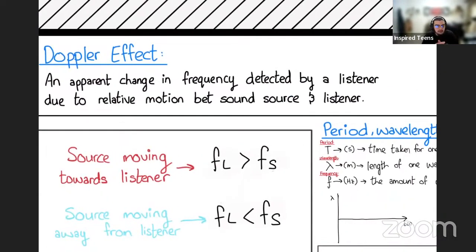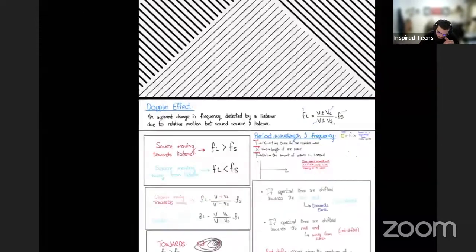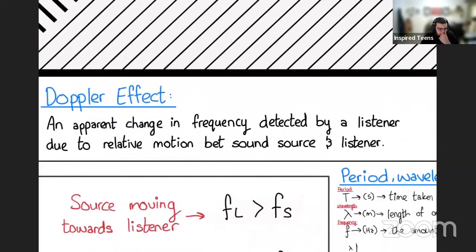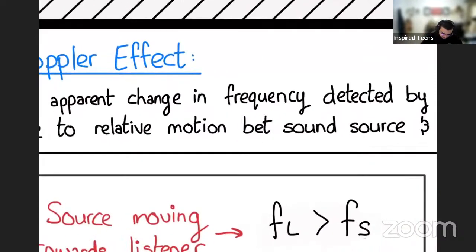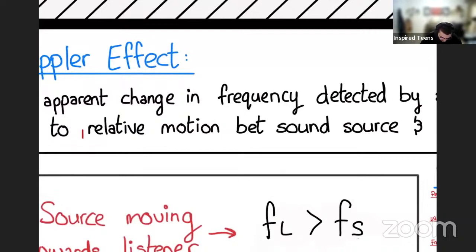The Doppler effect is defined as an apparent change in the frequency detected by a listener due to relative motion between the sound source and the listener. Basically, what happens here is the word relative motion. We'll define relative motion, because it's important for us to understand what that means.